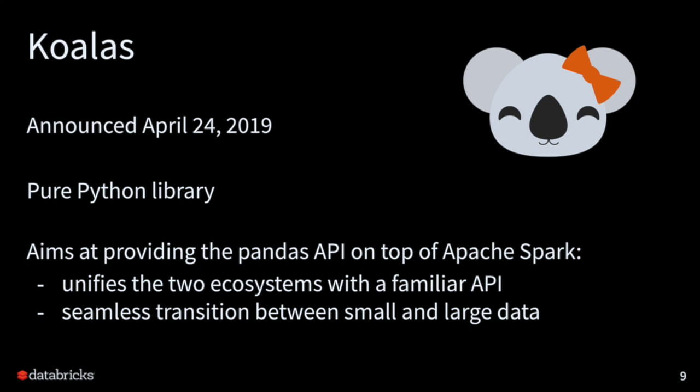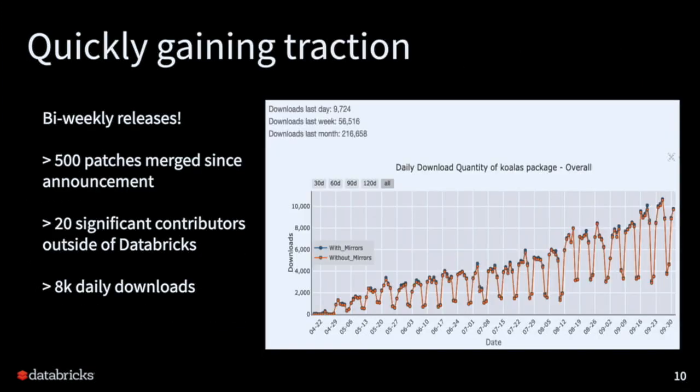announced in April. Koalas is a pure Python library, so you can install it just like any other Python library. It really aims at providing all the Pandas API on top of Apache Spark so that it gives you the scalability that you would want with the familiarity of Pandas. And it has been, these days, very quickly gaining traction. I'm very pleased to see that now we have more than 20 contributors contributing to the repository, and we have gone above the 8,000 daily downloads on average.